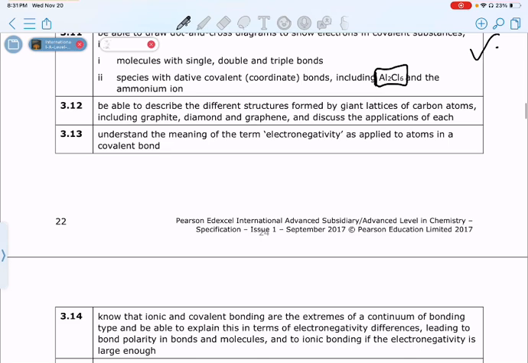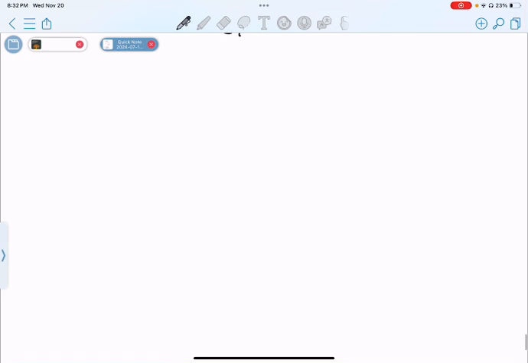Be able to describe different structures formed by giant lattices of carbon atoms, including graphite, diamond, graphene, and discuss the application of each. Understand the meaning of... okay, I shouldn't have skipped that. But graphite, carbon, and graphene. We just talked about this. Carbon is going to be like this.